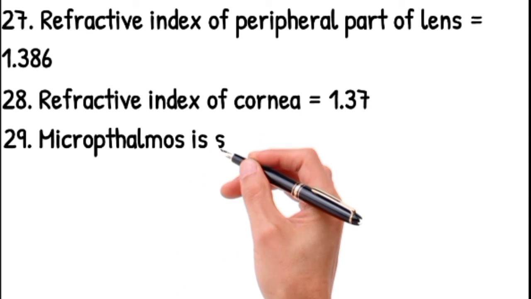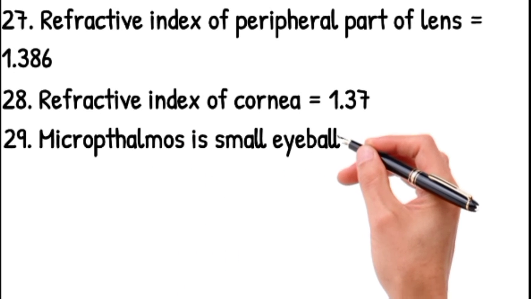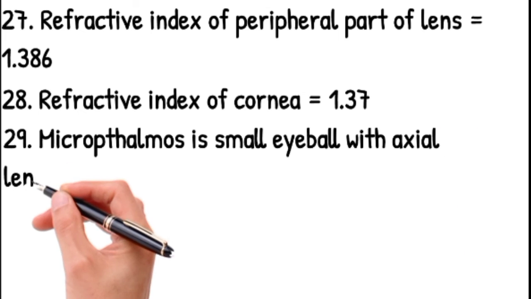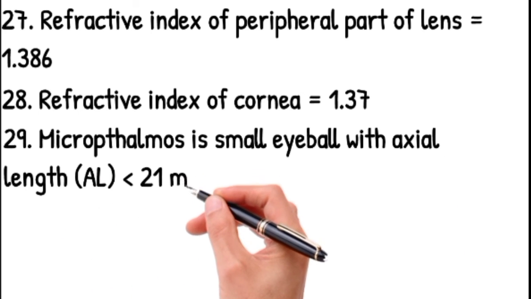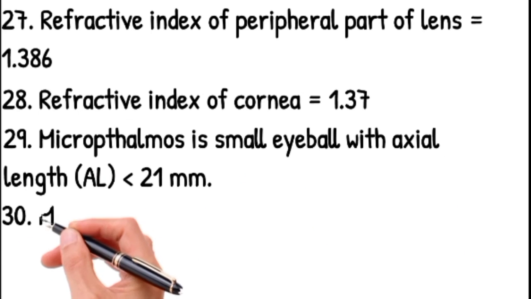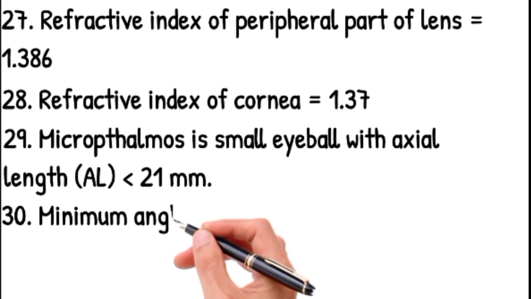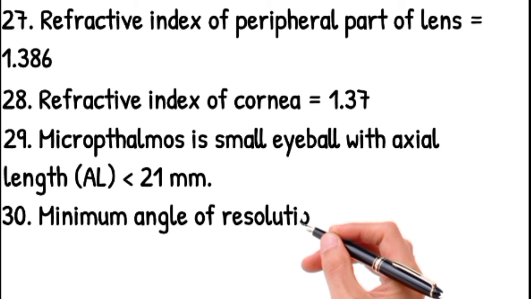29. Microphthalmos is small eyeball with axial length less than 21 mm. 30. Minimum angle of resolution is 13 to 16 seconds of an arc.